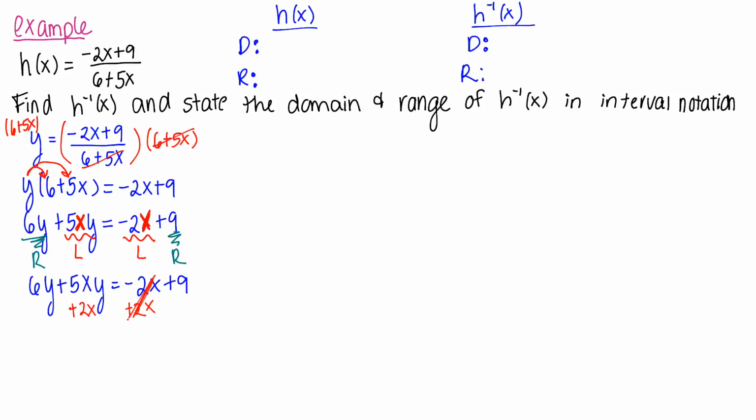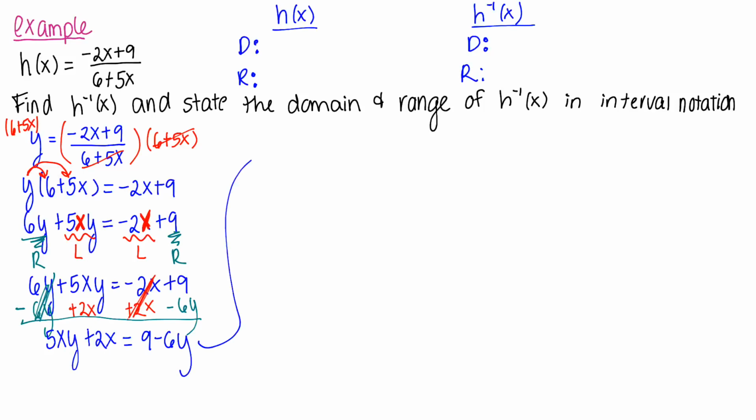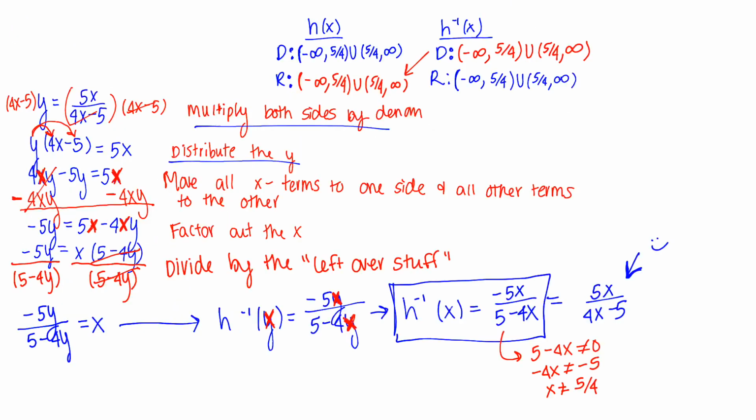And then I am moving the 6y to the right side, and the 5xy will stay on the left. So minus 6y, minus 6y, these 6y's cancel. So the 6y's are gone. We have 5xy plus 2x, that's from right here. The negative 2x is now gone, and we have 9 minus 6y. So 5xy plus 2x equals 9 minus 6y. Right? So we moved all the x terms to one side, all the other terms to the other.